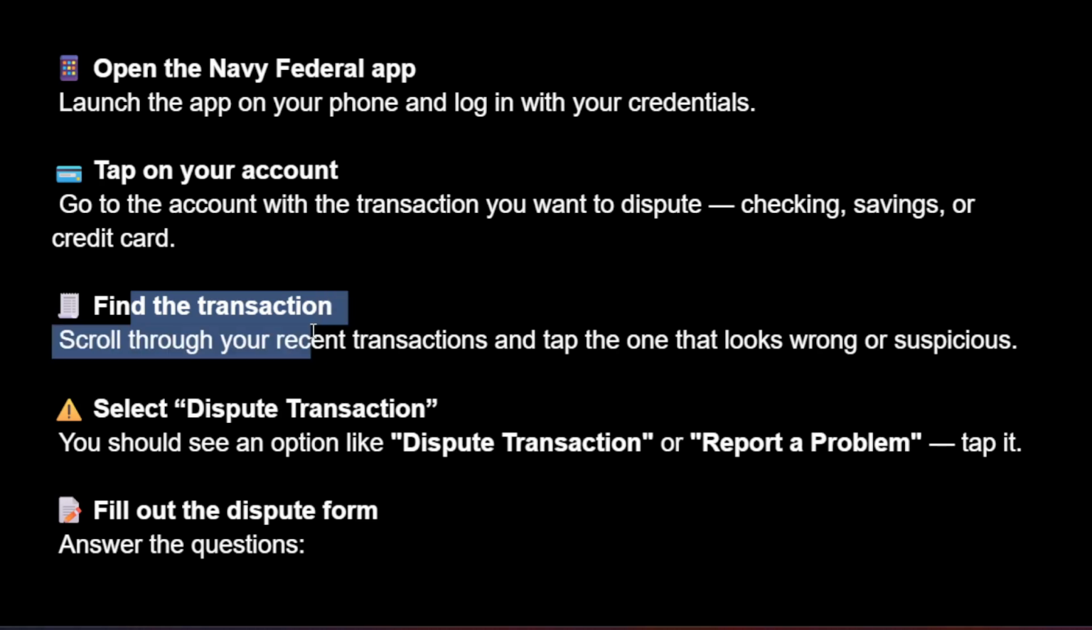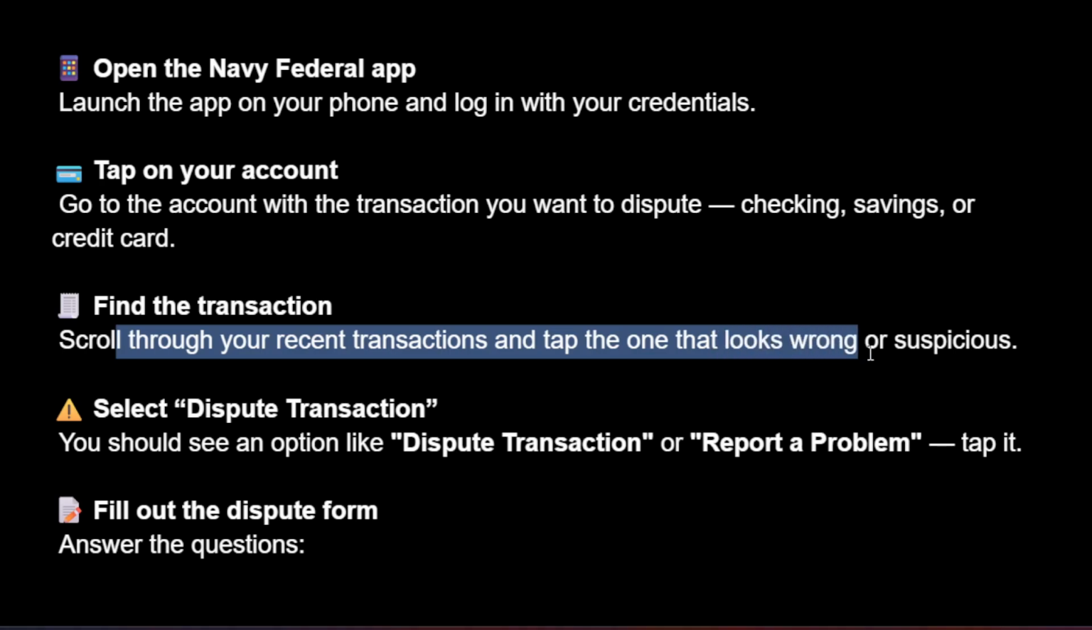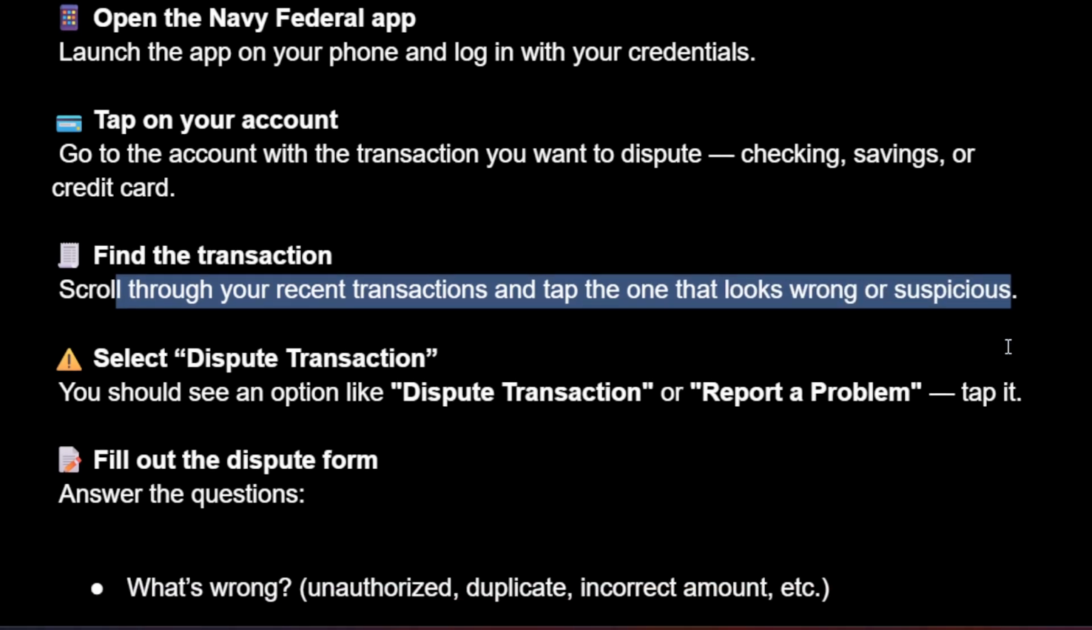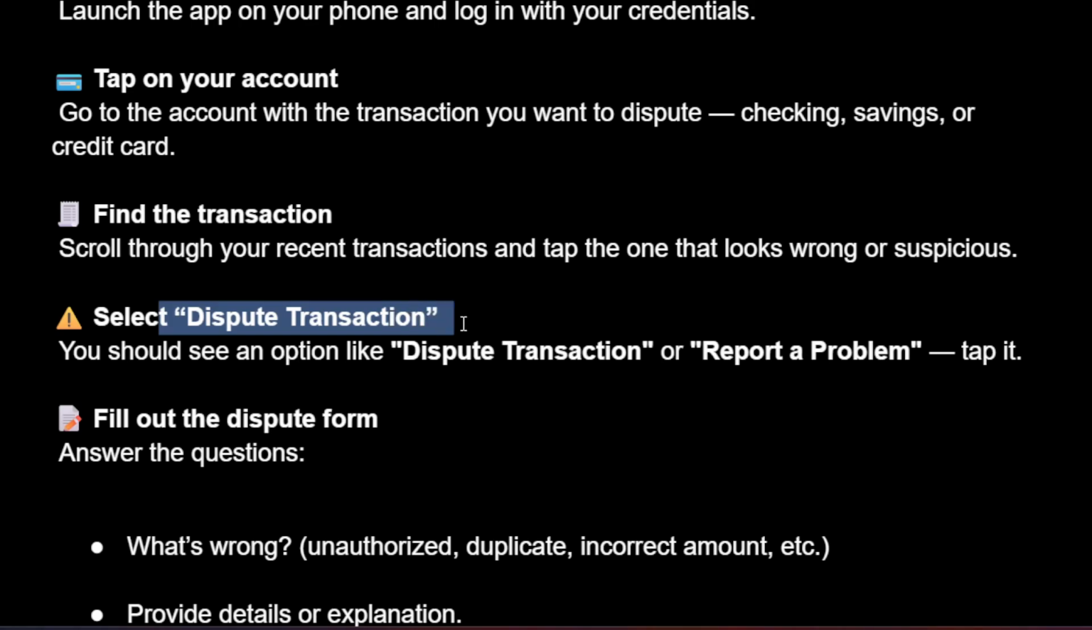Next, you will have to find the transaction itself. Scroll through your recent transactions and tap on the one that looks wrong or suspicious. There, you will get an option to dispute the transaction, or you can also click on Report the Problem.